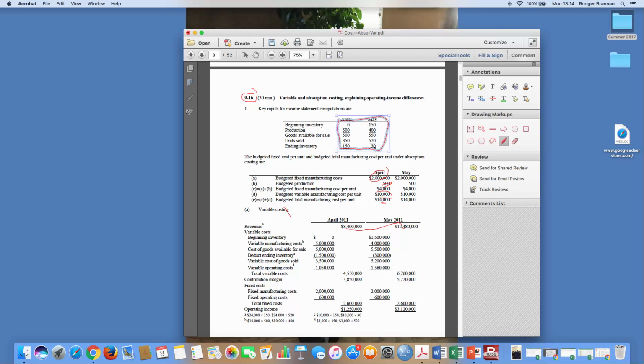So if I produce 500 cars at $10,000 per car, that's 5 million of manufacturing cost. So the 5 million would be available. My ending inventory of 150 cars times 10,000 gives me 1.5 million, for a variable cost of goods sold of 3.5 million.